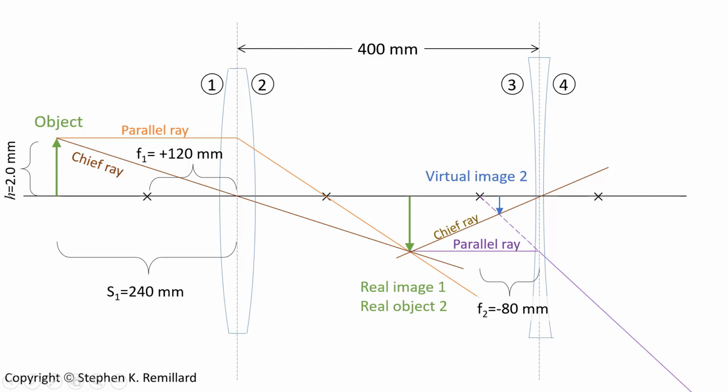It's inverted and it's virtual. You know it's virtual because it's not formed from real light. This is a virtual part of the parallel ray that is being used to locate it.